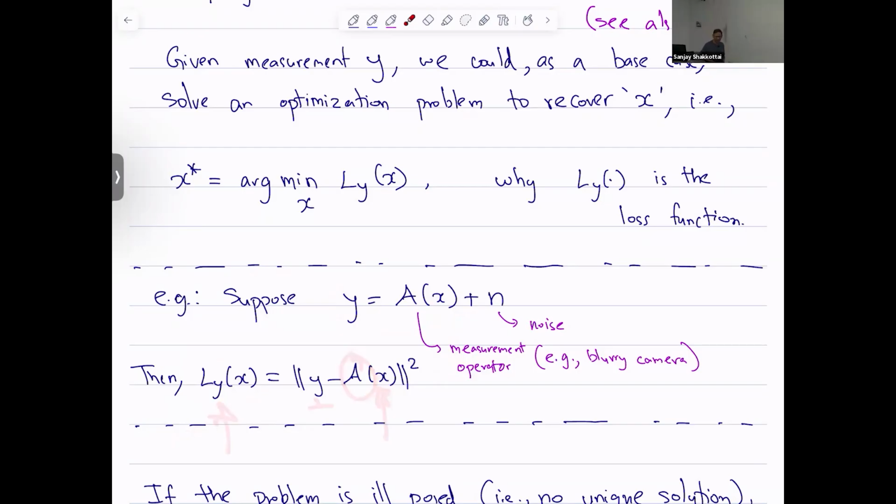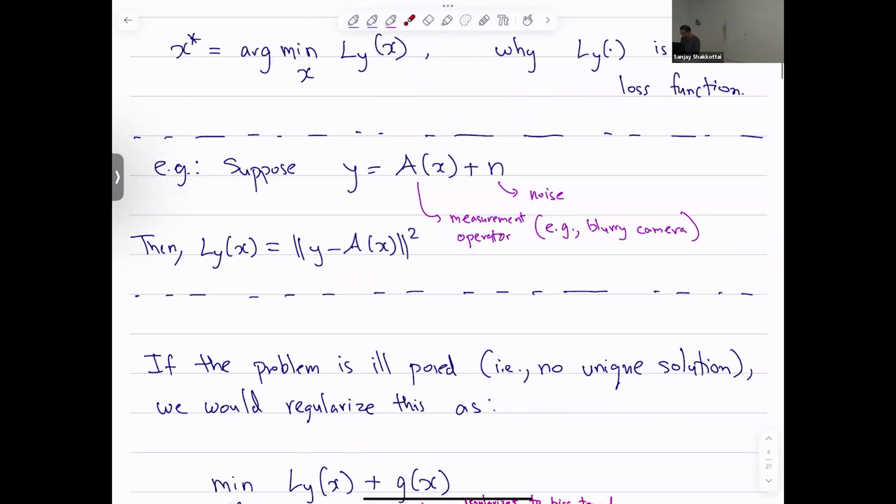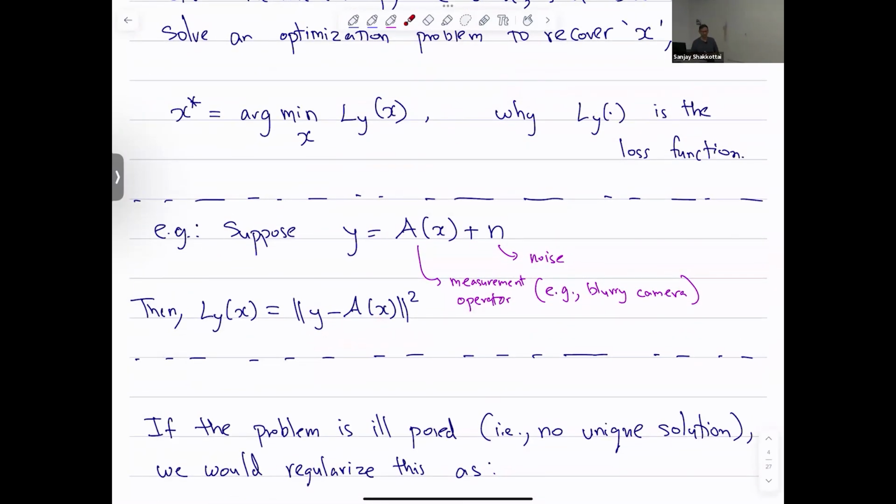For example, A could be a model of a camera system or something like that. In which case, I want to find an X that is consistent with Y. And if there's a unique solution to this, we know what to do. If A is just a matrix, and there's a unique solution to this, we know how to solve this. It's linear, you can just find this using linear algebra essentially. But if this problem is ill-posed, meaning maybe there are many X's consistent with this Y.